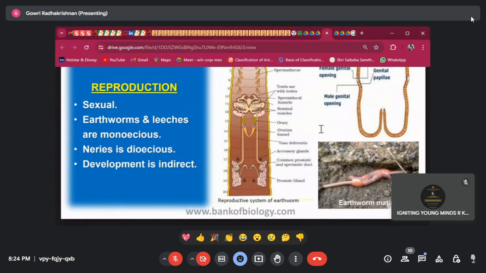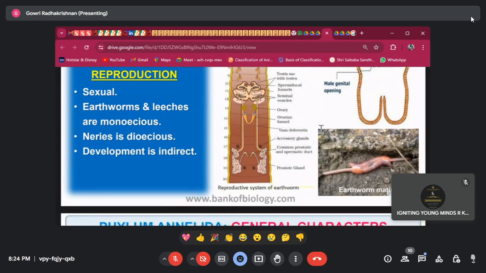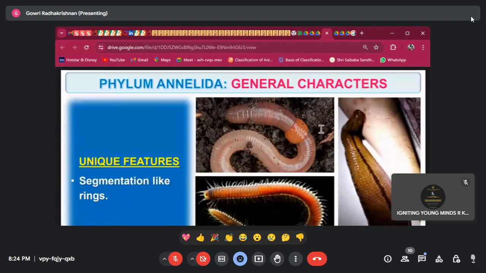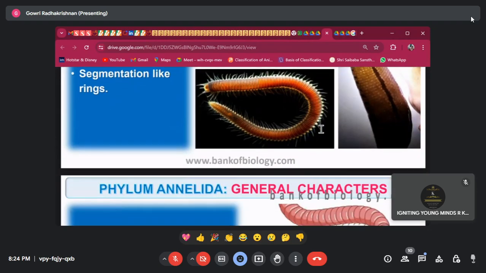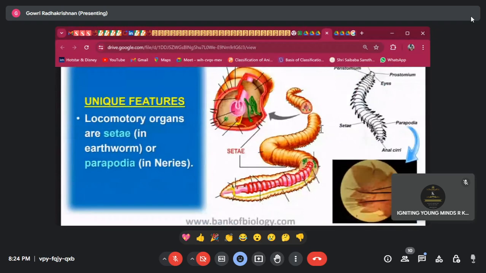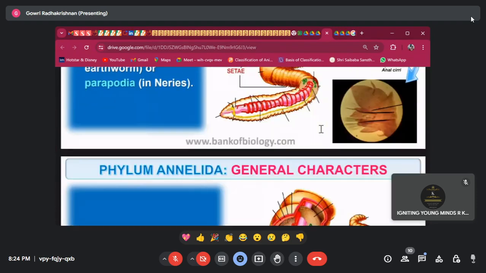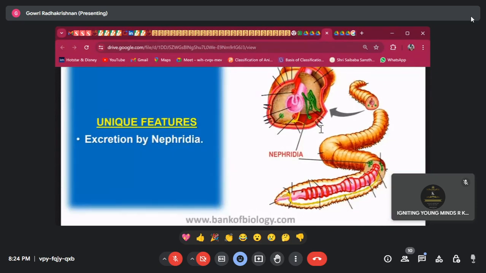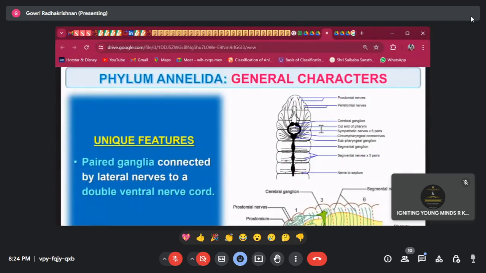Reproduction, sexual, earthworms and leeches are monoecious. They have both. Nereis is dioecious. Development is indirect. Unique feature, segmentation like rings. Longitudinal and circular muscles help in locomotion. And then locomotory organs are setae in earthworm and parapodia in nereis. Excretion by nephridia. Paired ganglia connected by lateral nerves to double ventral nerve cord.